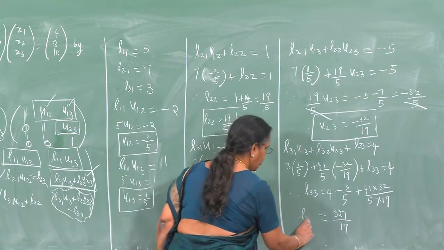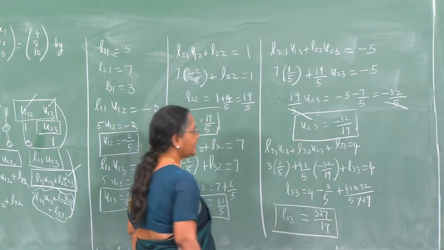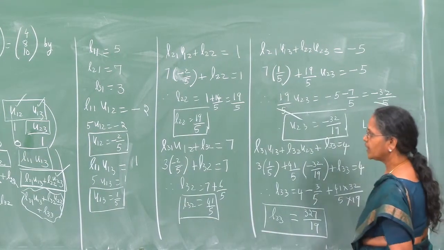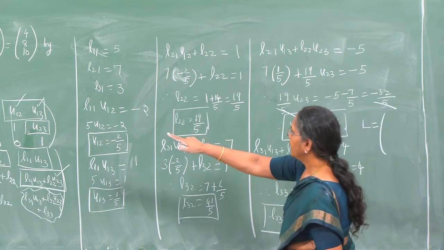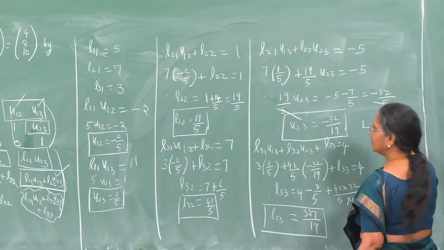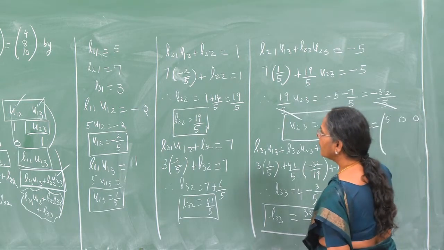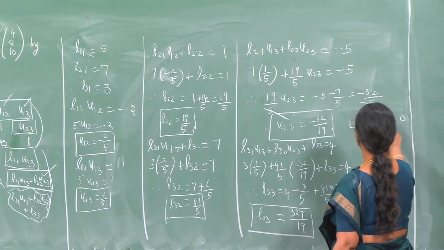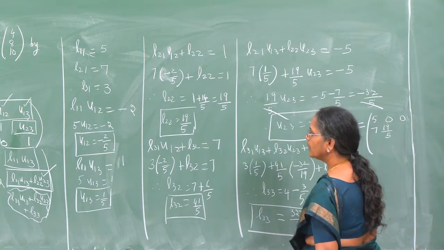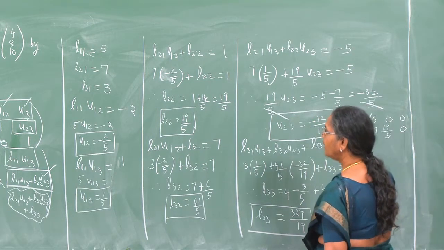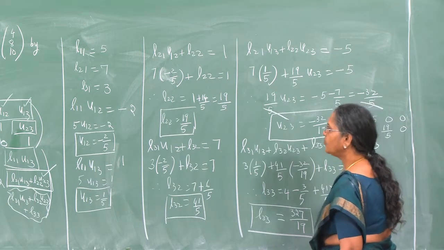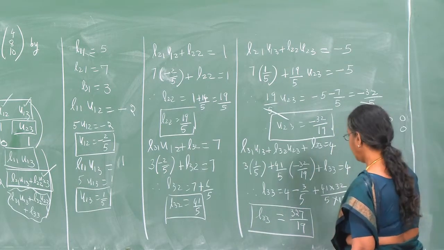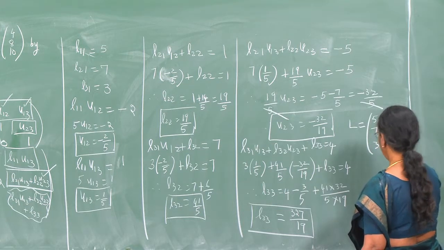So, all the unknowns have been computed and we write down the matrix L and matrix U. L has entries L11 is 5, 0, 0; L21 is 7, L22 is 19 by 5, and then 0; L31 is 3, L32 turns out to be 41 by 5, and L33 is 327 by 19.